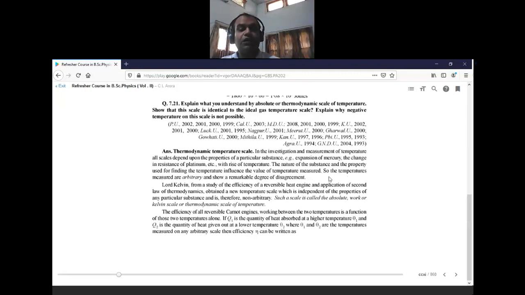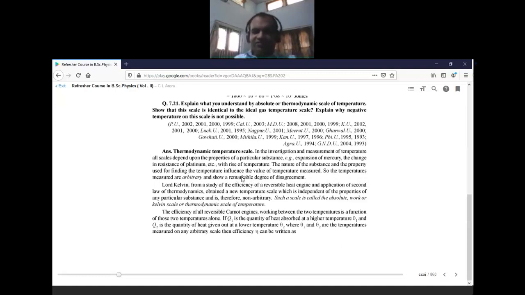In the investigation of measurement of temperature, all scales depend on properties of a particular substance, like expansion of mercury, change in resistance of platinum, etc., with rise in temperature. The nature of the substance and the property used for finding the temperature influence the value of the temperature measured. So temperature measures are arbitrary and show a remarkable degree of disagreement.